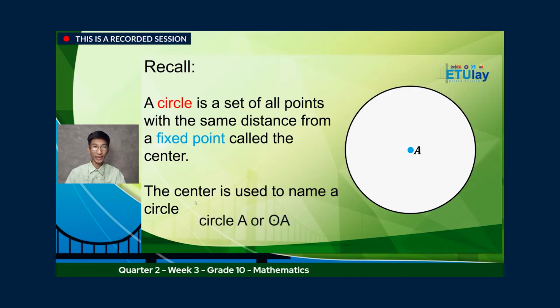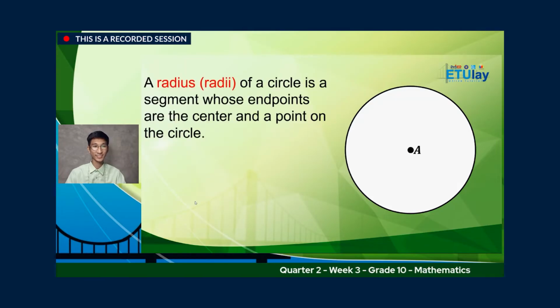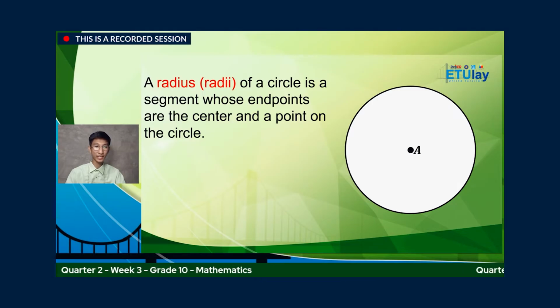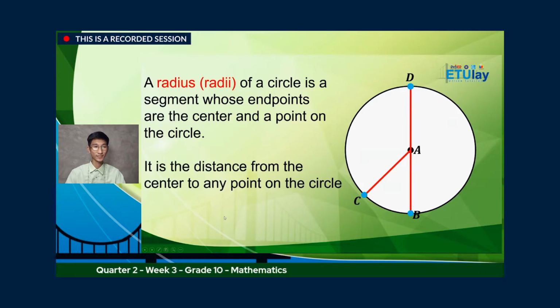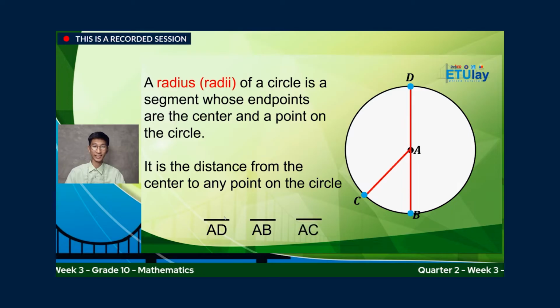We have here point A as the center of a circle. Therefore, this circle is called circle A. And we have here radius, and the plural of radius is radii. A radius of a circle is a segment whose endpoints are at the center and at a point on the circle. So a radius is a line segment whose endpoints, yung isa nasa center, and then yung isa naman is any point on the circle. So it is the distance from the center to any point of the circle. We have here an example of radius, line segment AD, line segment AB, and line segment AC.